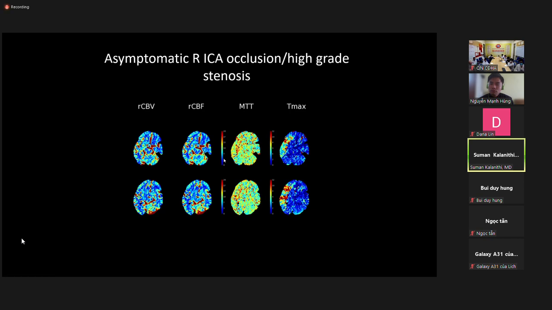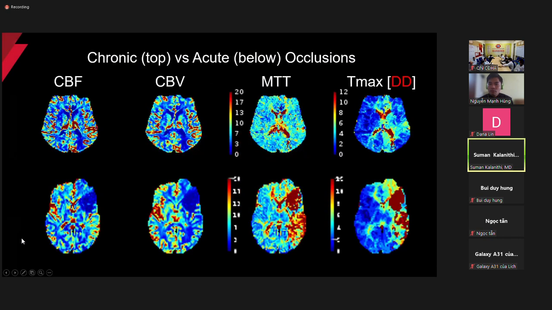So you might notice that the Tmax is delayed, but you don't really see much. There's no core, there's no mean transit time delay. And so that's the pattern of a chronic occlusion: you see a big Tmax delay, but you don't really see very much of anything else. Similarly, here's this chronic occlusion. You see there's a big delay, left MCA. But then MTT, CBV, CBF, basically normal.